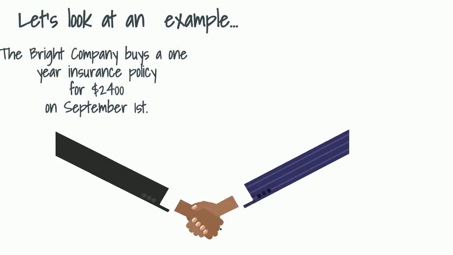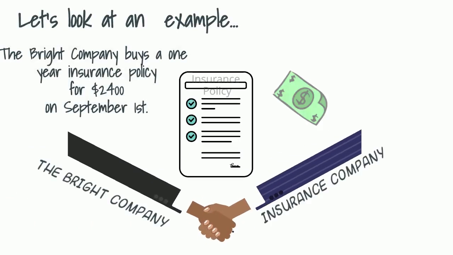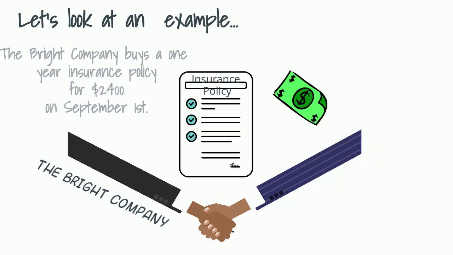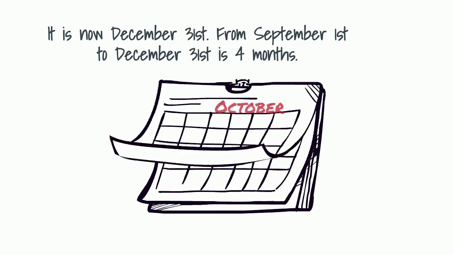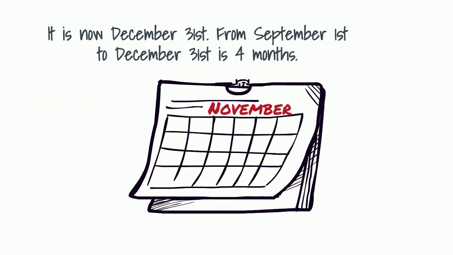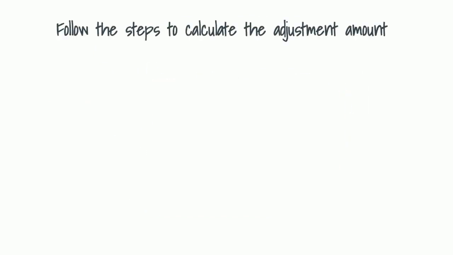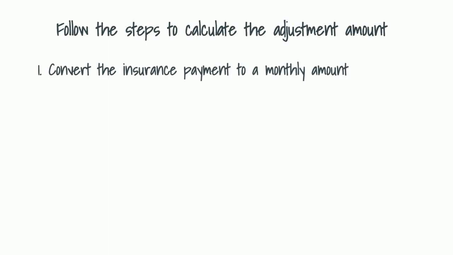For example, the Bright Company buys a 1-year insurance policy for $2,400 on September 1st. It is now December 31st. From September 1st to December 31st is 4 months. To calculate the insurance adjustment, first you must convert the insurance payment to a monthly amount. $2,400 divided by 12 months equals $200 per month.